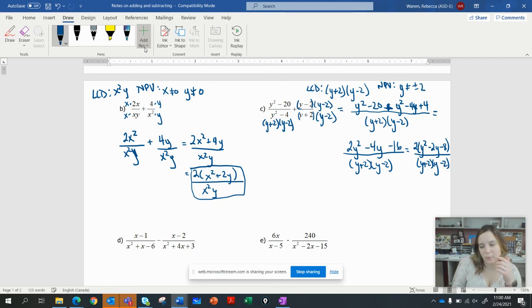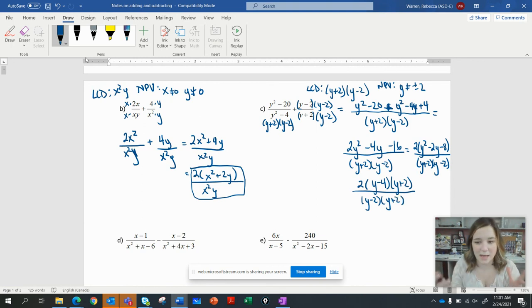So factor this bracket by inspection, what multiplies for negative 8 but adds for negative 2. That's going to be 2, and then negative 4, so y minus 4 and y plus 2. Right? That will multiply for negative 8 but still add for negative 2. And then, of course, we recognize that the y plus 2 can cancel.